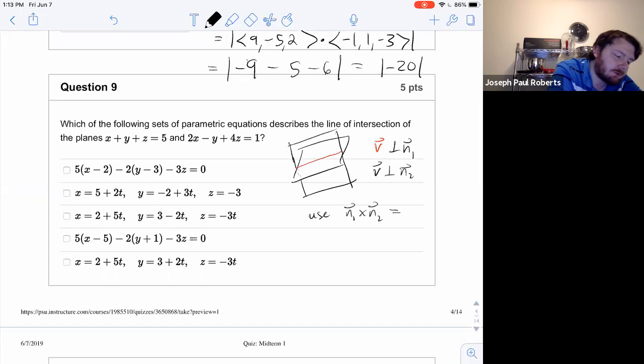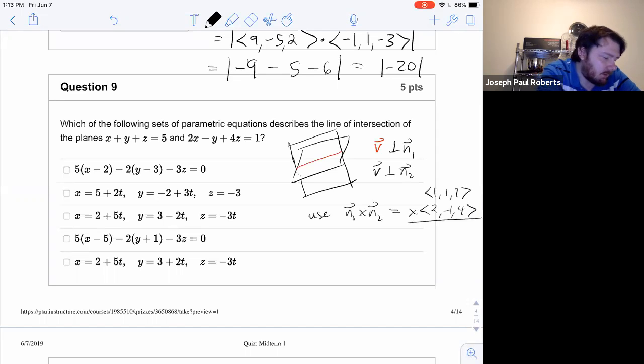N1 cross N2 is 1, 1, 1 cross 2, -1, 4. I look at the coefficients of x, y, and z in the plane equations to get the normal vectors. I do this cross product to get: 4 minus -1 is 5, 2 minus 4 is -2, -1 minus 2 is -3. So that's our direction vector for the line.